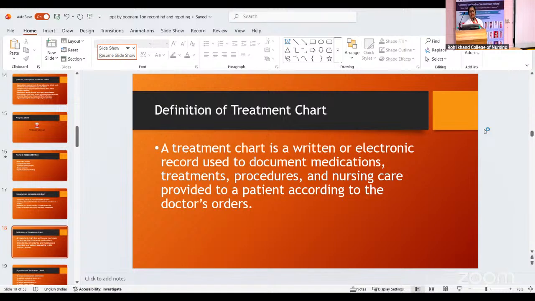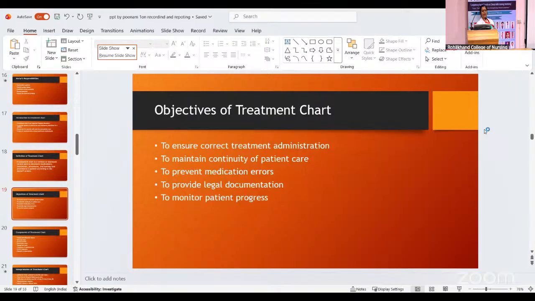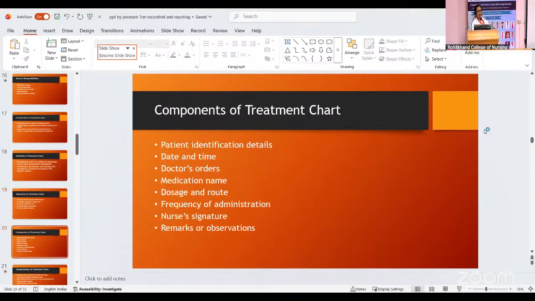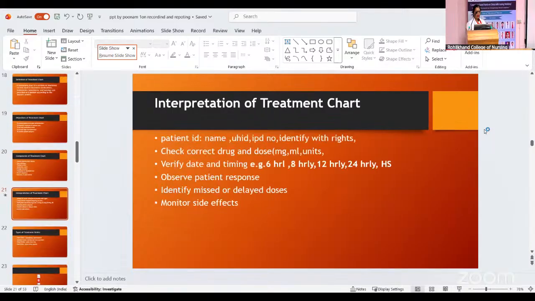So, the treatment chart is a written or electronic record used to document medication, treatments, procedures, and nursing care provided to a patient according to the doctor's order. Objectives of the treatment chart: to ensure correct treatment administration, to maintain continuity of patient care, prevent medication error, provide a legal document, and monitor patient progress. Components of the treatment sheet, as in the progress sheet: identification details, date and time, doctor order, medication name, dosage and route, frequency, nurse's signature, remarks or observation.